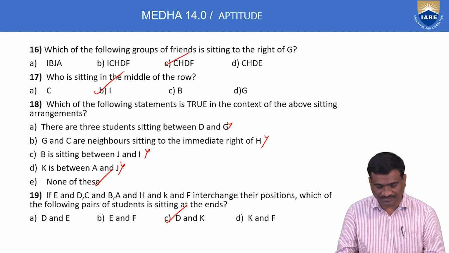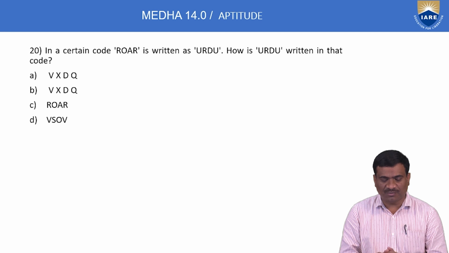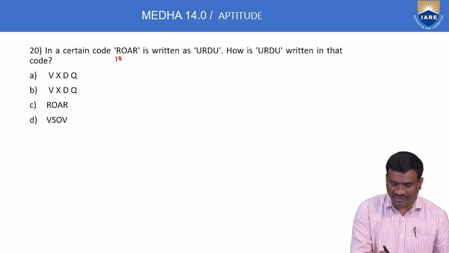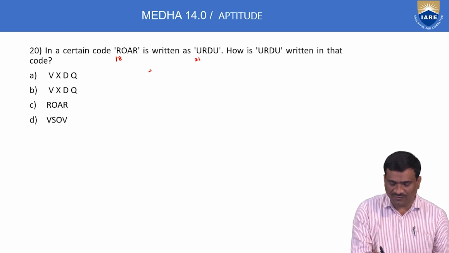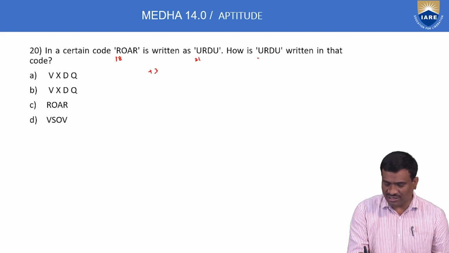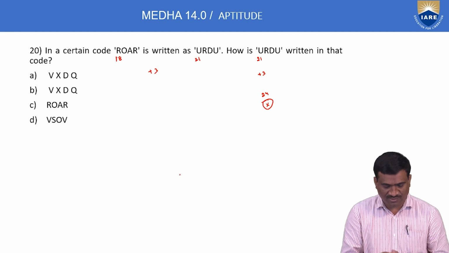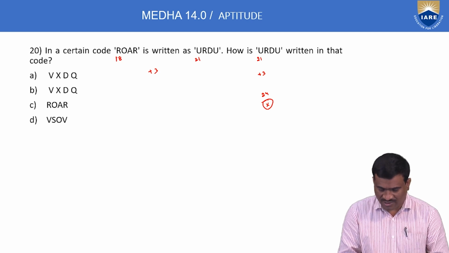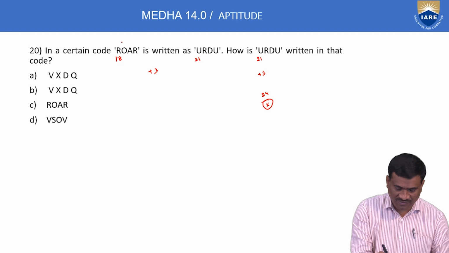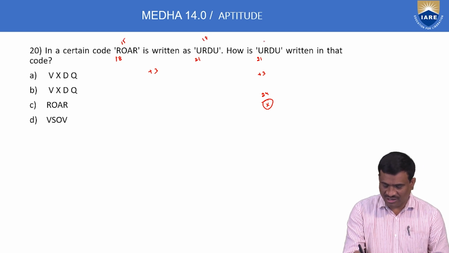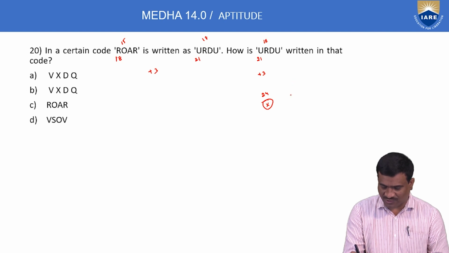Okay, right. Next, the last example, coding and decoding. Simple. Here first one, R is letter 18, U is letter 21. The difference is plus 3. Similarly, U is 21, plus 3 is 24. 24 means X. But X is not given. Suppose second, O is 15, R is 18, plus 3. U is 18, plus 3 is 21. 21 means U.